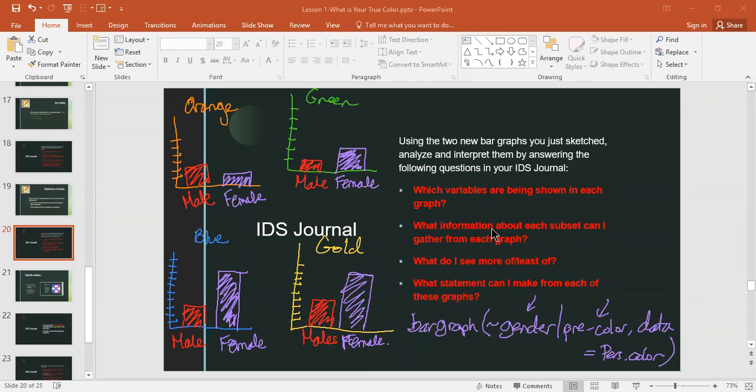Alexander is killing it with his voluntary participation here. The statement that I can make from each of these graphs is that the female and the male had blue and gold as their predominant colors. For sure. Well done, Alexander.